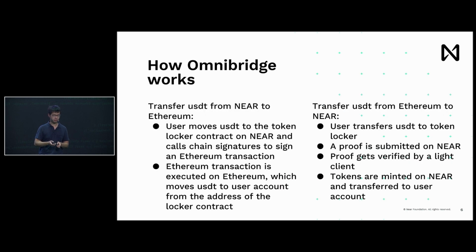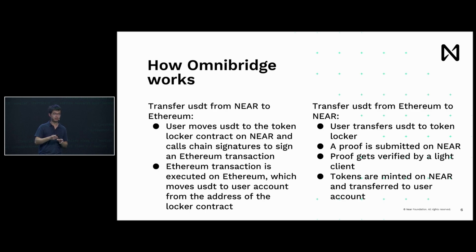Now, obviously, there's a question: how does it actually work? There's too much text here, but I just want to give an example of how you move assets from, let's say, Near to Ethereum, and also from Ethereum to Near. The important thing to note here is that they're not symmetric, meaning that the way you transfer from Near to the destination chain is not the same as how you do it from the destination chain to Near.